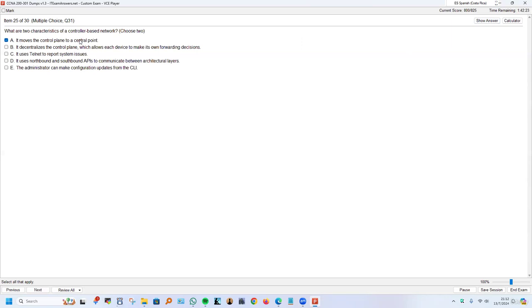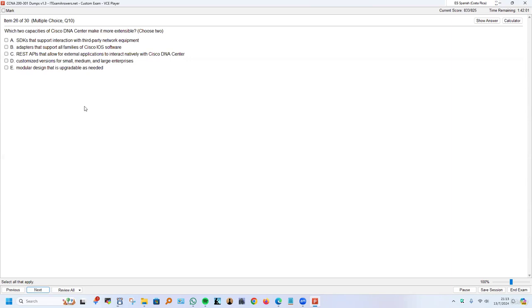It moves the control plane to a central point, but it allows southbound APIs to communicate between architectural layers. It uses northbound and southbound APIs to communicate between architectural layers. That will be the correct one if I'm not mistaken. Now we are good.